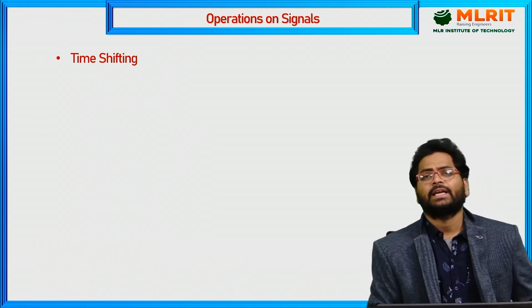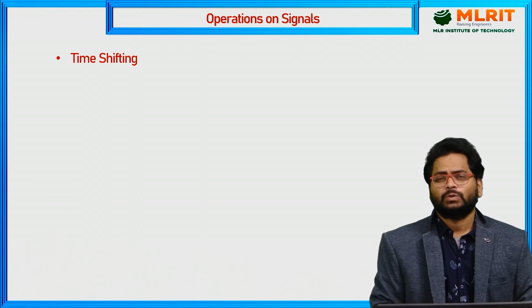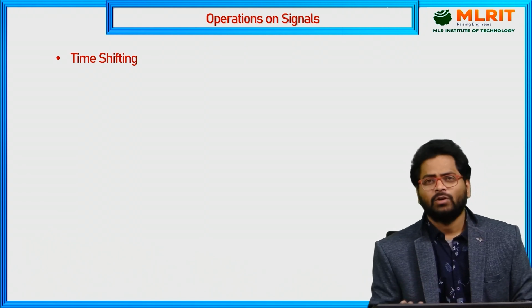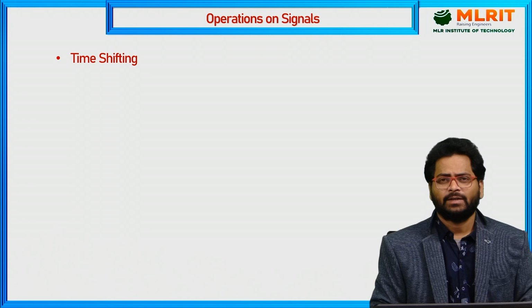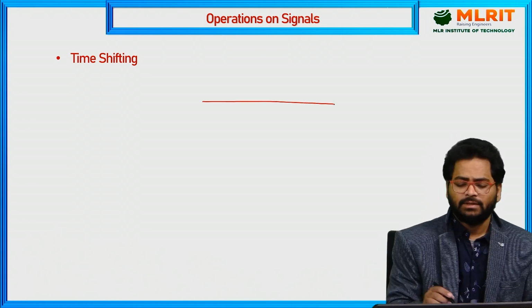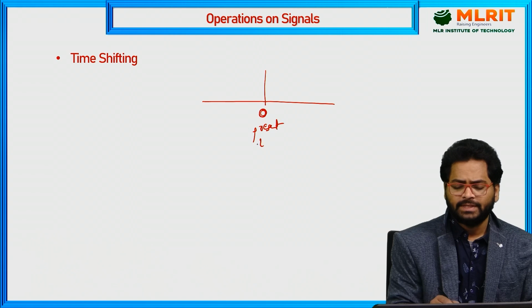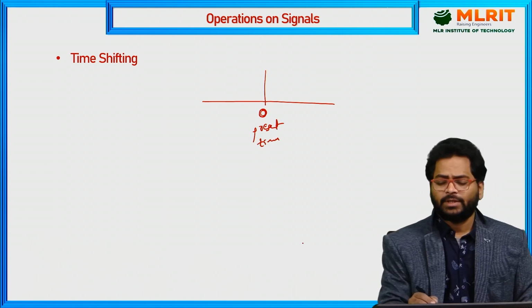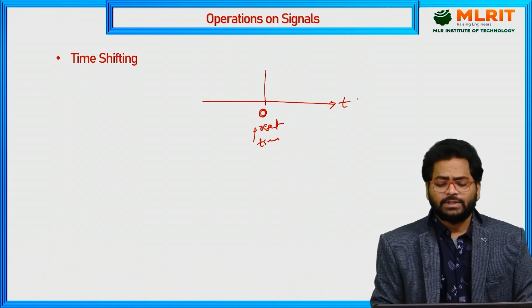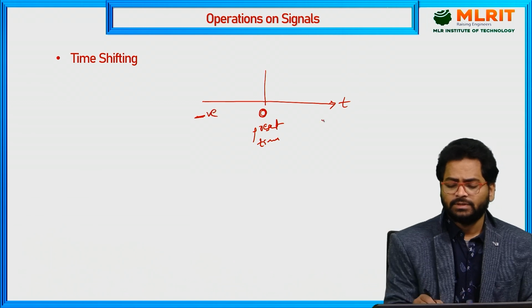So what is meant by time shifting? Time shifting means the original signal is shifted to the left side or right side. At a particular point, at present time, we need to get the signal at this moment. I am taking this point as 0, the present time on the time axis. Before it is minus time, a negative time, and after it is positive.